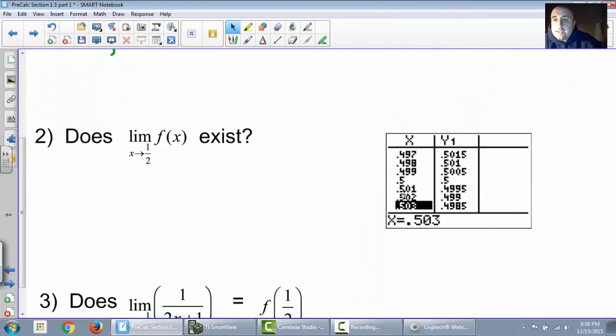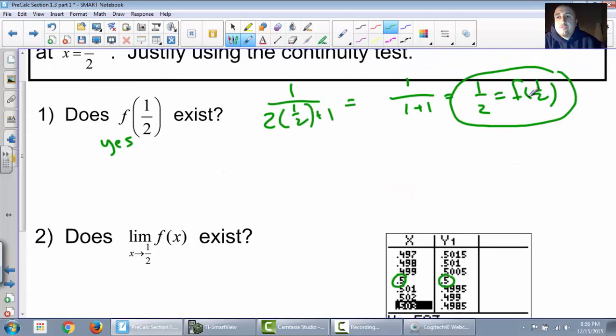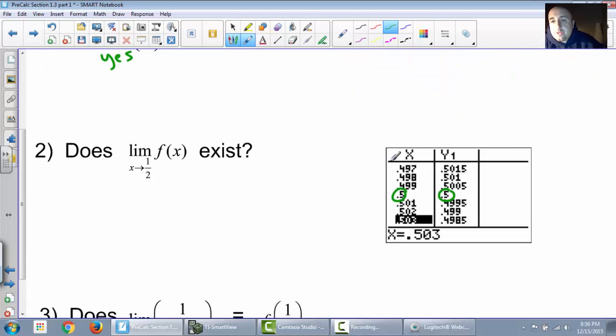All right, so here is the number that I want. 0.5 was equal to 0.5. That's what we proved up here. f of 1/2 is equal to 1/2. So coming from the left, 0.497 was equal to 0.5015, 0.501, 0.5005. So these numbers are getting really close. 0.5005 is really close to 1/2. Now coming from the other direction, 0.503 is 0.4985, 0.499, 0.4995, and you can see that those numbers are also getting really close to 1/2.